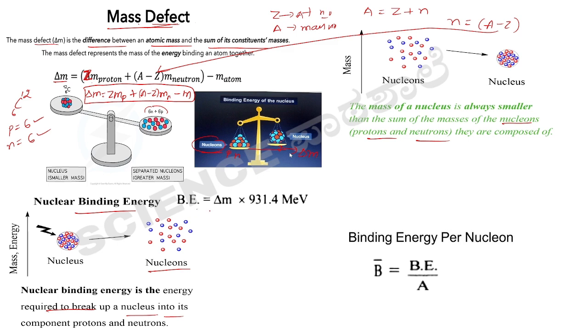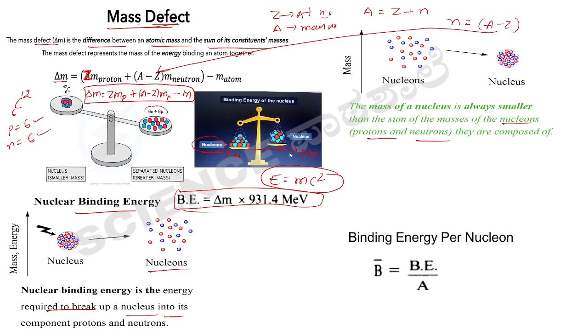Yes, there is a formula for this binding energy, that is BE is equal to delta M into 931.4 MeV. This is the standard formula. How do you get this formula? It comes from E is equal to mc square, the famous Einstein mass-energy equation. If you substitute the value of c and do the calculation, you will get binding energy is equal to delta M into 931.4 MeV.